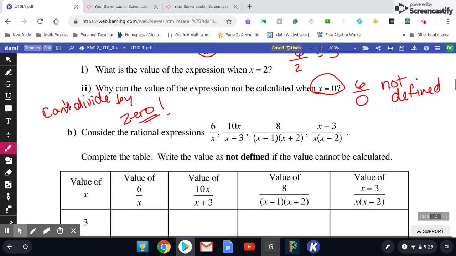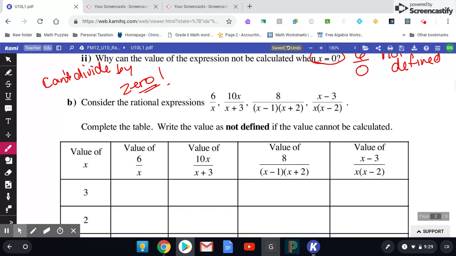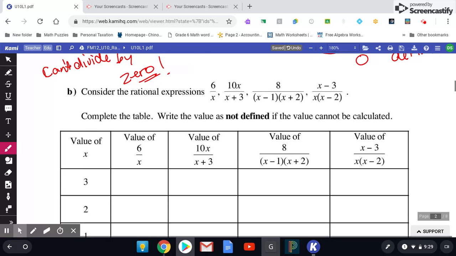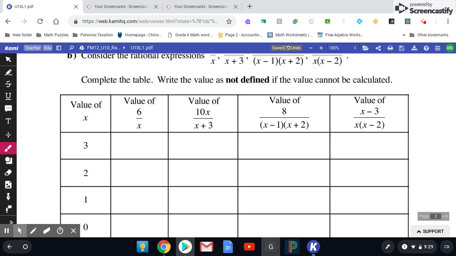Okay, so we're just going to look at 4 different expressions here, 6 over x, 10x over x plus 3, etc. We're going to look at them and find out when is it defined and when is it not defined. So let's complete this table quickly. If the value of x here is 3, then the first spot here, we're going to have 6 over 3, which would give us a value of 2. It's not a problem.